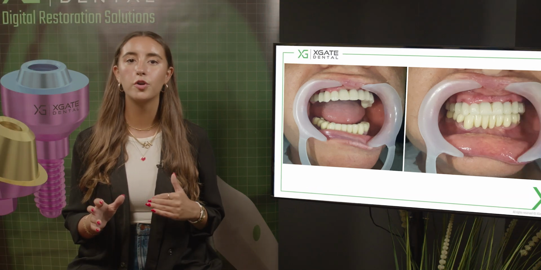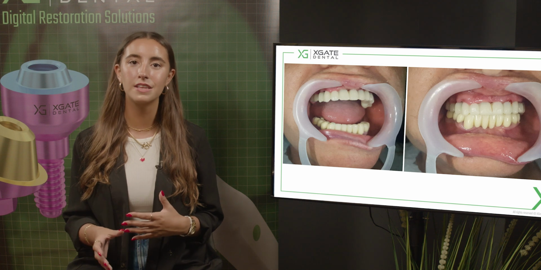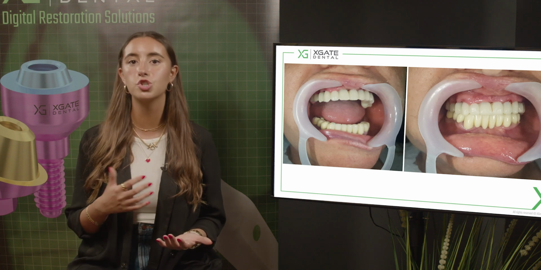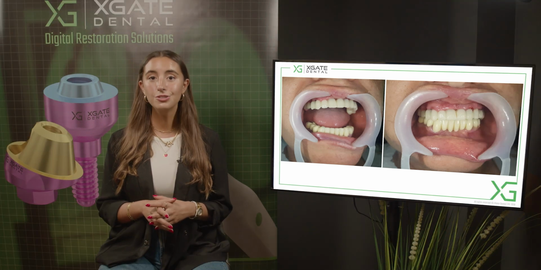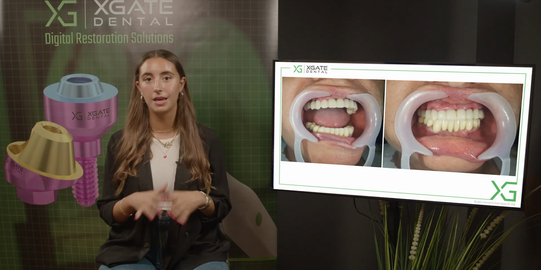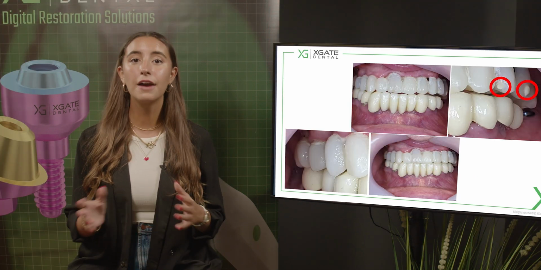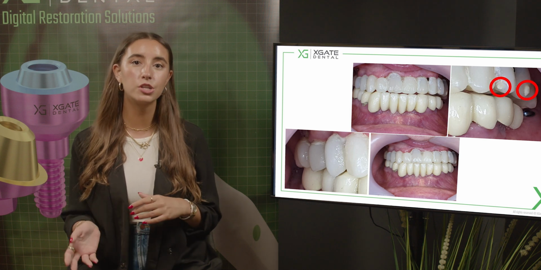Now we would send her home for about 3 to 4 months, and then when she comes back, we start changing the lower bridge. Also, extract the teeth, place implants, and make a provisional bridge. Same procedure as before.